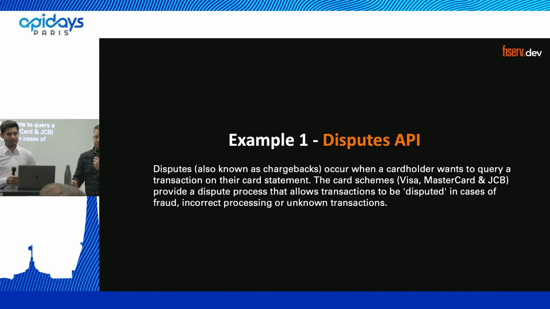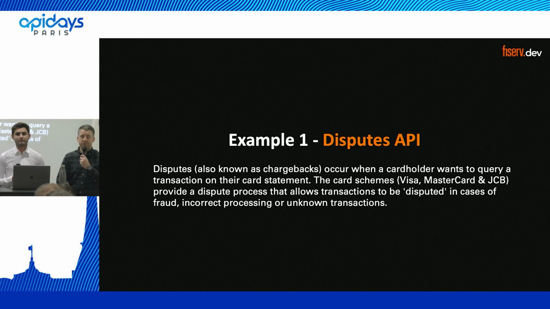So the first example is our disputes API. A dispute, which is also called a chargeback, is when a cardholder wants to query a transaction that they see on their statement. So the cardholder gets their statement, they see a transaction, and they're going, that's fraudulent. So they contact their bank. The bank would then raise a dispute on their behalf, and then that would reach the merchant.